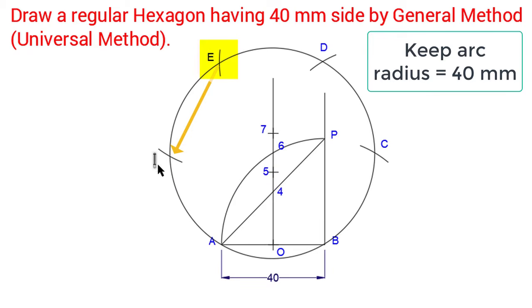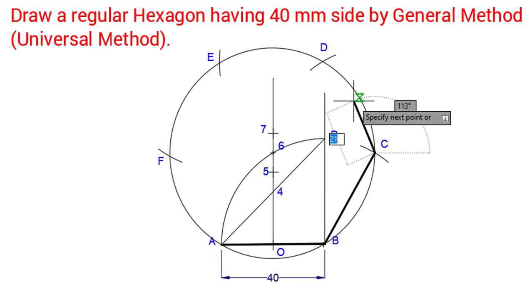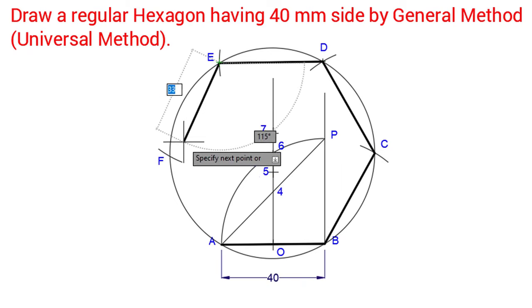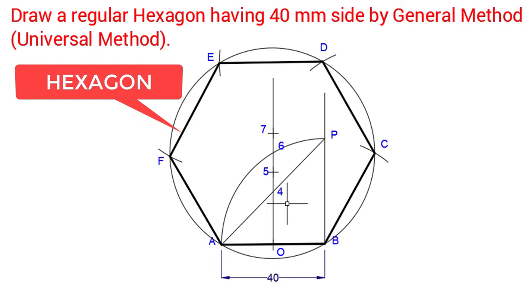With the help of scale, join point A, point B, point C, point D, point E, point F and point A to draw a regular hexagon. So we have drawn a regular hexagon having 40 mm side by using general method, which is also known as universal method. This is a very simple method.